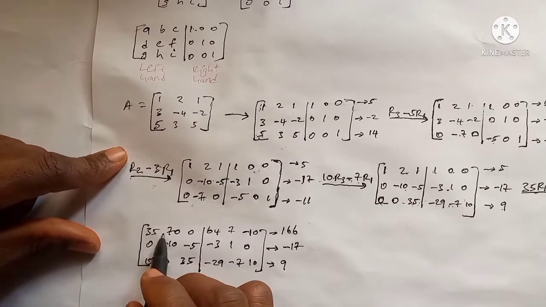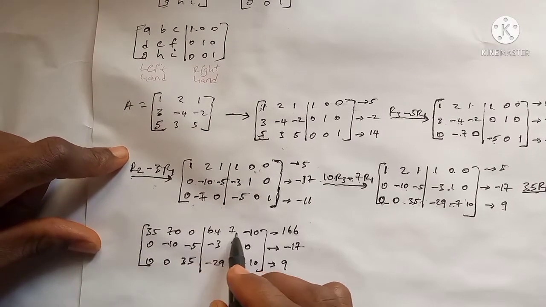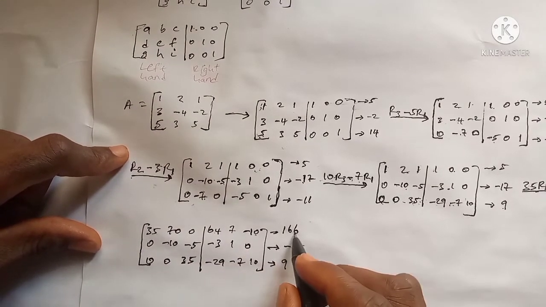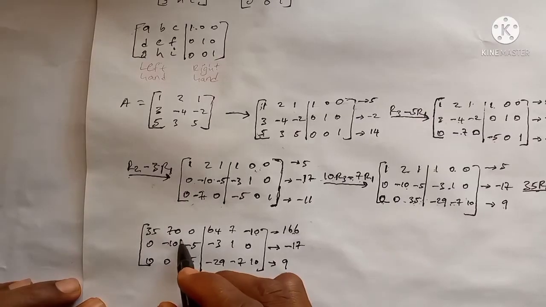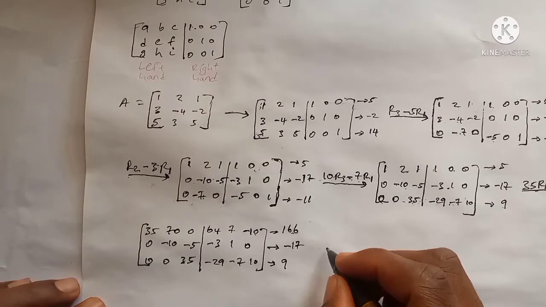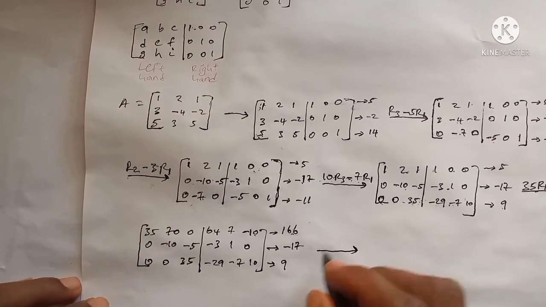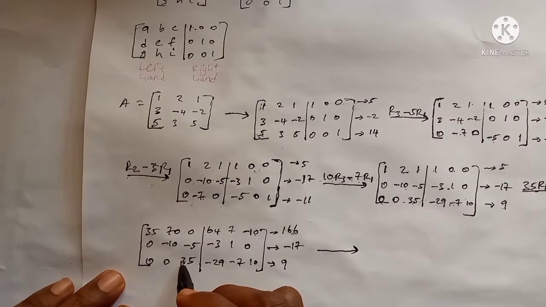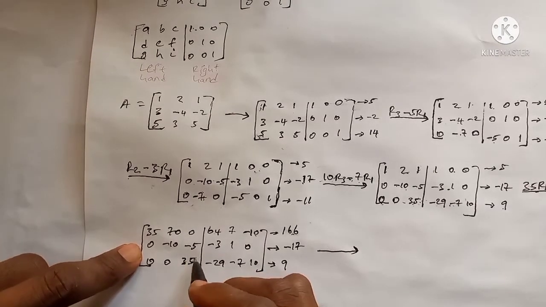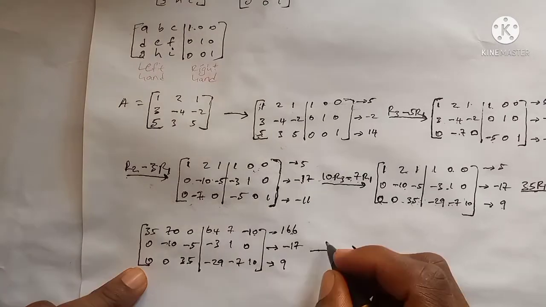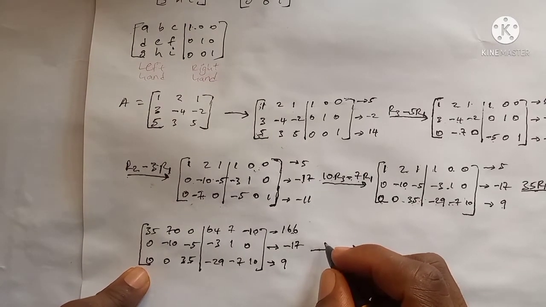If we add 35 plus 70 plus 64 plus 7 minus 10, we find out that we are going to get 166, which means the calculation we did here is correct. So next we move on to making this minus 5 to be 0. Now how do we do that? We are going to use row 2 and row 3. Now which operation are we going to perform here?